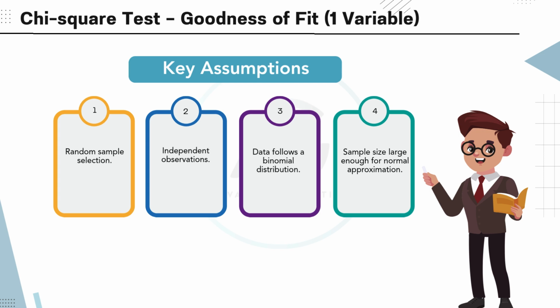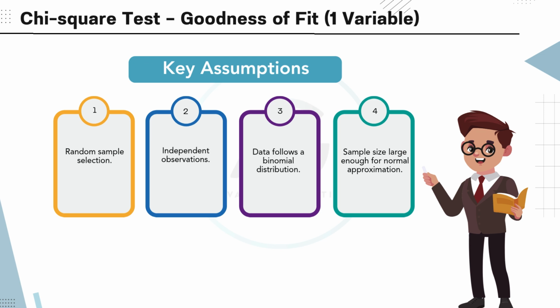1. Random sample selection. The data must be randomly selected from the population. This reduces bias and ensures the sample represents the larger group. If the selection isn't random, we risk skewed results that don't generalize.